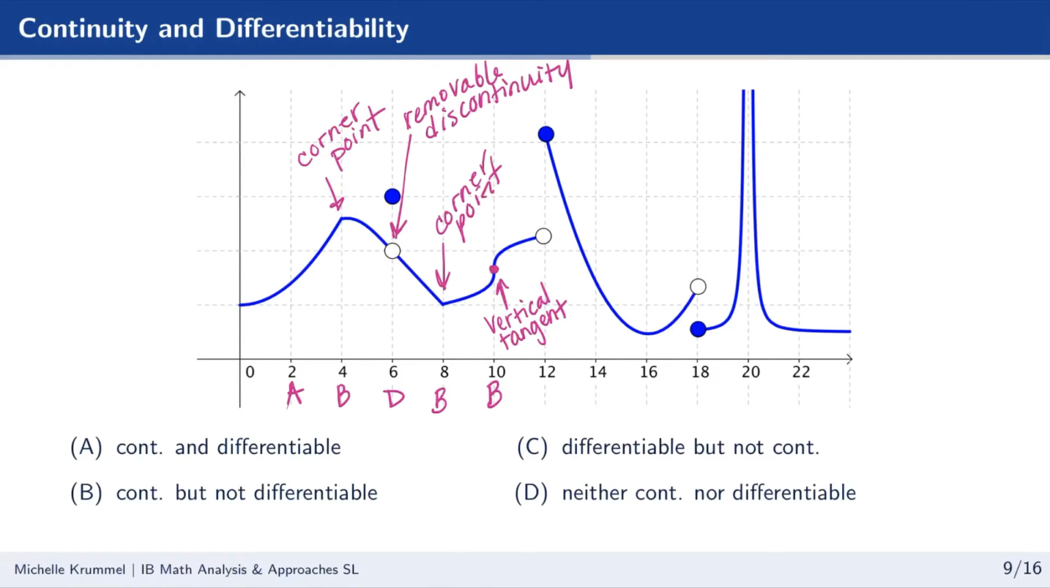X equals 12. What do we got going on here at x equals 12? At x equals 12, we have a jump discontinuity. Discontinuity is a deal breaker, and a discontinuity literally means not continuous. So it's not continuous and it's not differentiable. D. X equals 14. Nothing interesting happening there at all. It's nice and smooth, continuous. So continuous and differentiable.